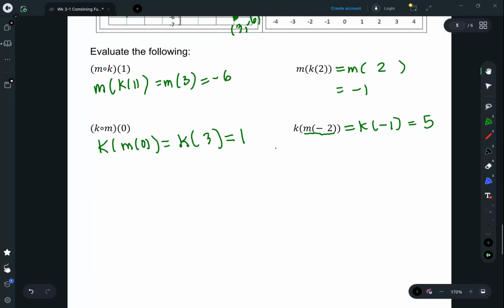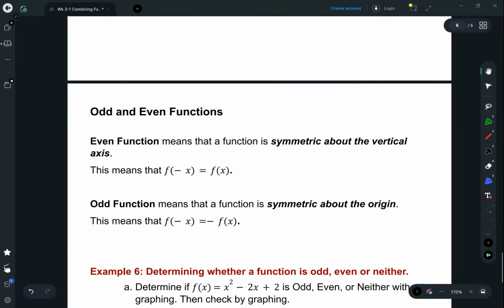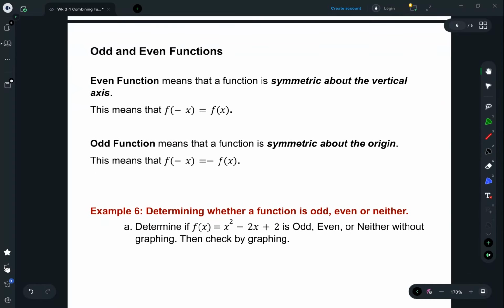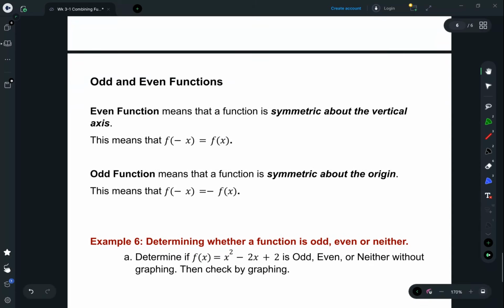and just remembering you start on the inside and you work your way out. All right, last topic for this video is even and odd functions. So even functions are functions that are symmetric about the vertical axis. And this means whatever negative input in, we get the same positive output. So when I think of even functions, I like to just think about x squared.